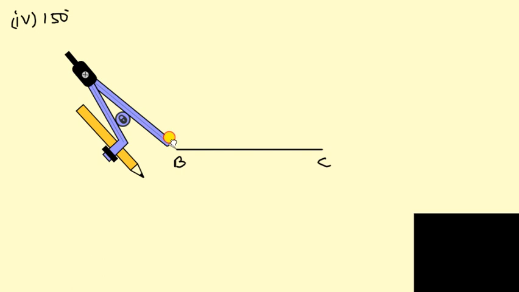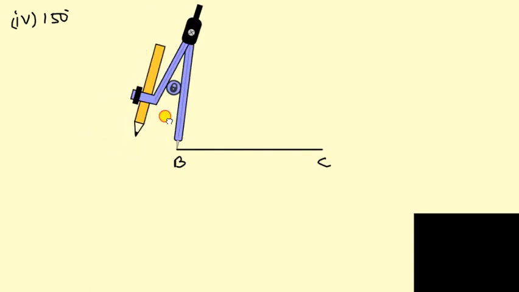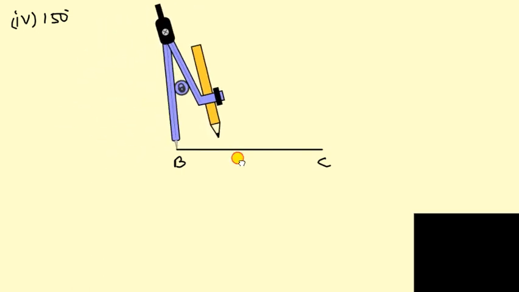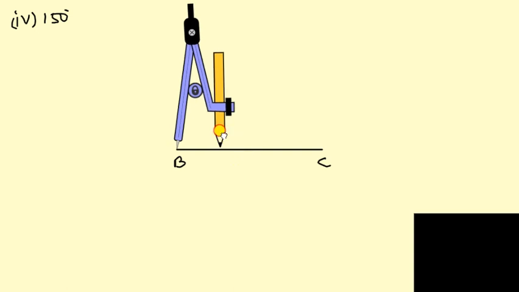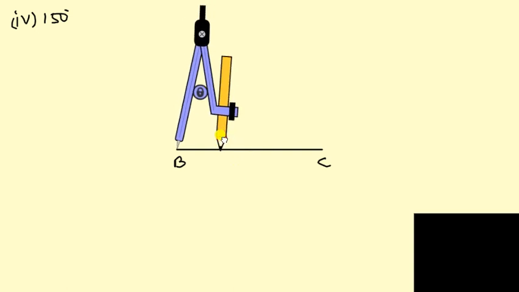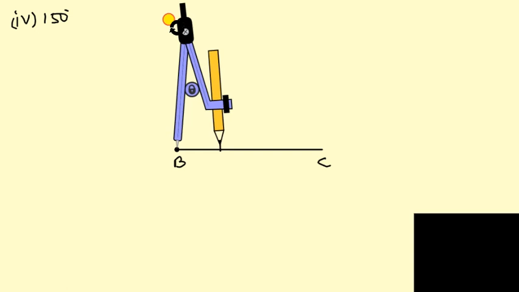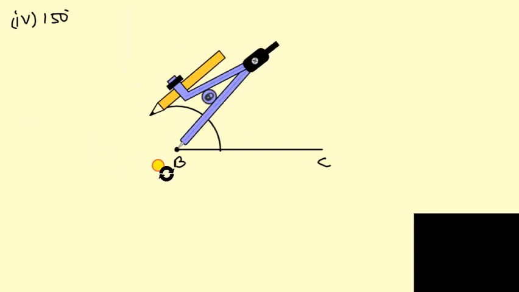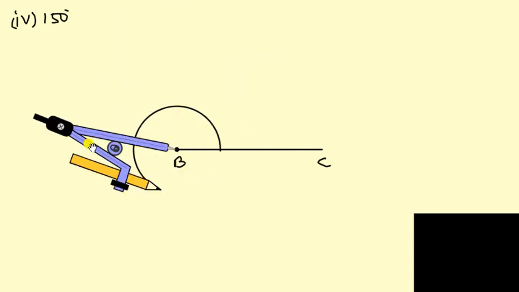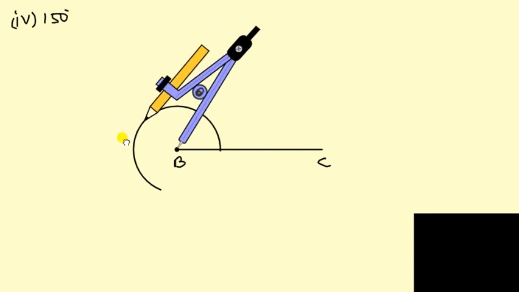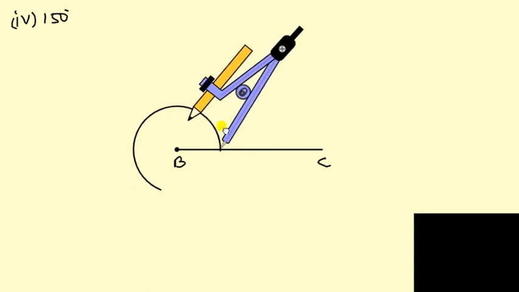like this. Now remove the compass and draw a line with the help of a scale, and that is the line, and you can write here the point C. So your angle ABC is equal to 120 degrees.